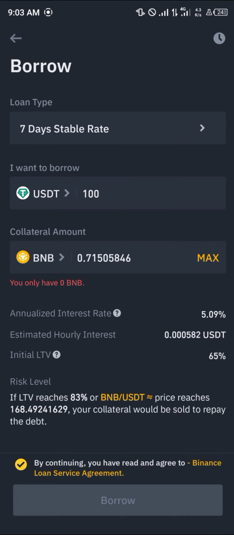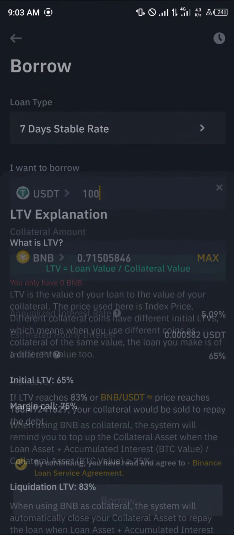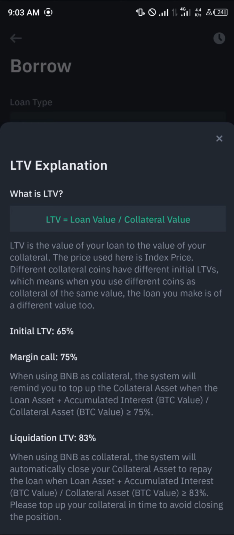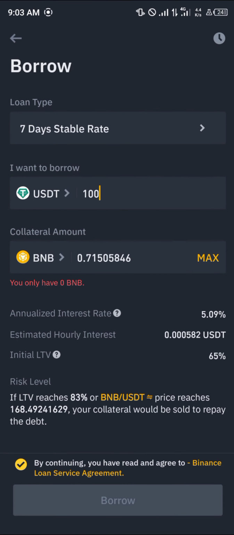Your loan term value, that's the LTV, is basically the value of your loan to the value of your collateral, which could appreciate or depreciate depending on circumstances. And these circumstances are why we have the risk level here. So if you check it out, it says if the loan term value reaches 83%, or BNB USDT, that's what you're actually doing, it's a spot trade loan, reaches 168.492, your collateral would be sold to repay the debt.